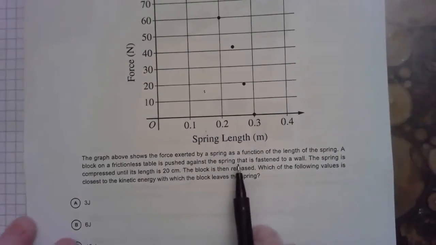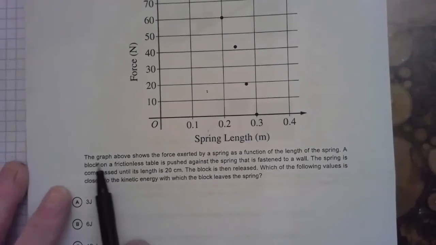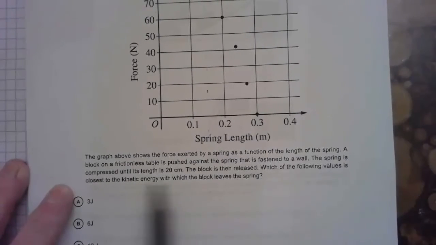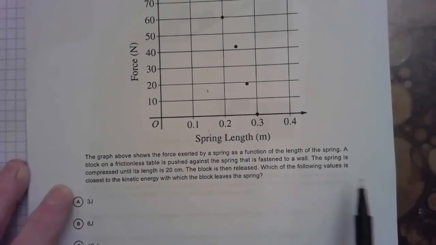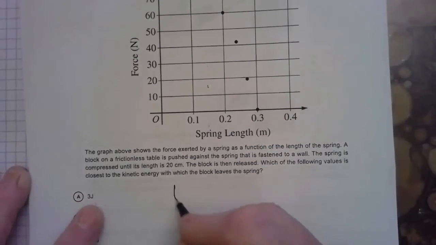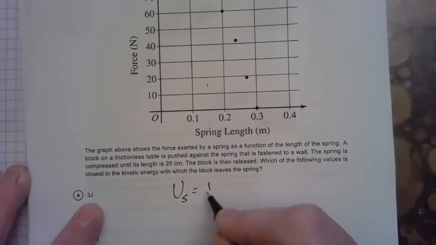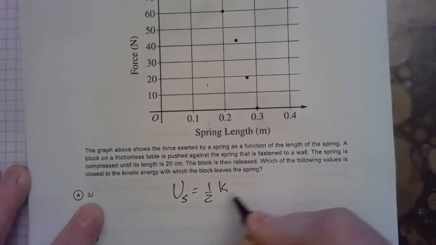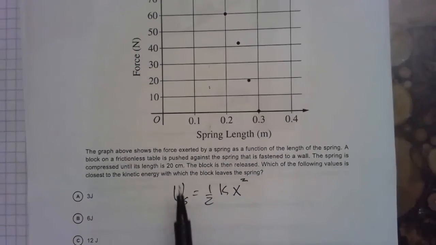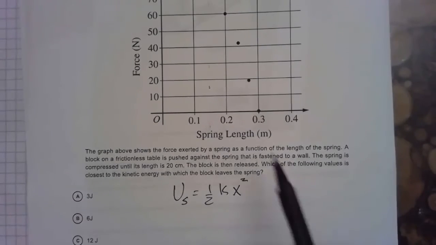23. The graph above shows the force exerted by a spring as a function of the length of the spring. A block on a frictionless table is pushed against the spring that is fastened to the wall. The spring is compressed until its length is 20 centimeters. You gotta be careful, that's its length, but we don't know how far it's compressed. The block is then released. Which of the following values is closest to the kinetic energy with which the block leaves the spring? So this is energy in a spring, 1/2 the spring constant times the distance compressed. So that is not 20 centimeters in this case.